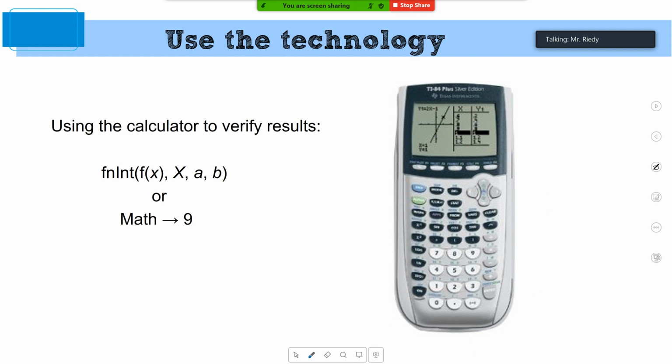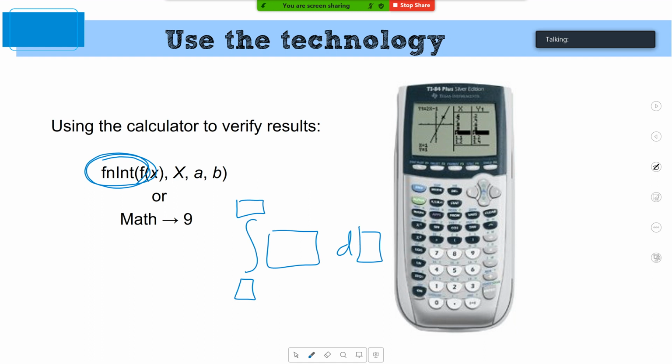Okay, so now let's talk about some technology. Bust out your calculators. Depending on how new your calculator is, yours might look very different. So what I need you to do is hit Math 9 on your calculator. Okay, so Math 9 is FNint. For some of you, it's going to say FNint. Others of you are going to get a picture I believe looks something like that, yes?